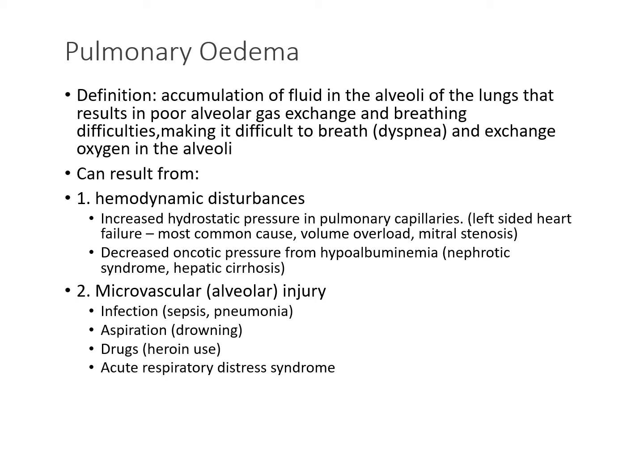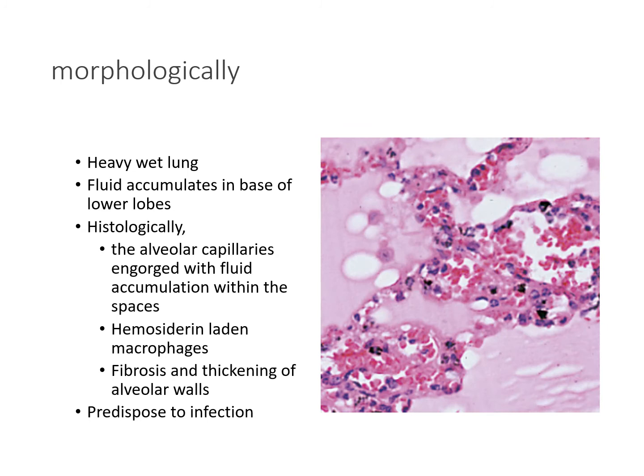Pulmonary edema can also be caused by microvascular injury, such as from infection, aspiration, drugs, and acute respiratory distress syndrome. Grossly, the lung with pulmonary edema is a heavy and wet lung, and the fluid usually accumulates in the base of the lower lobes.